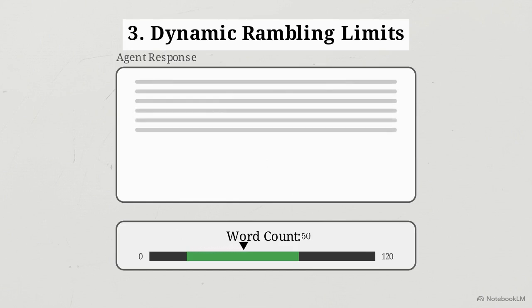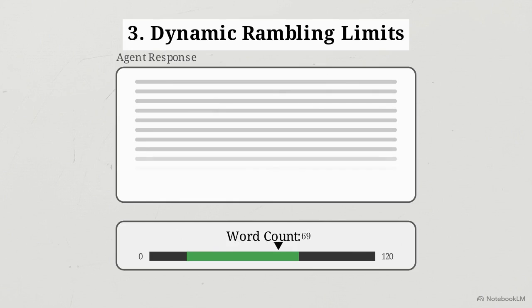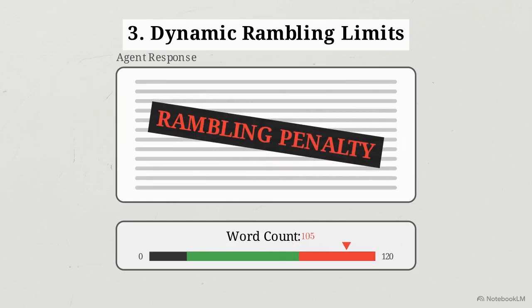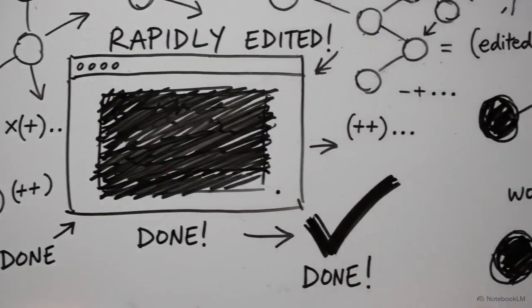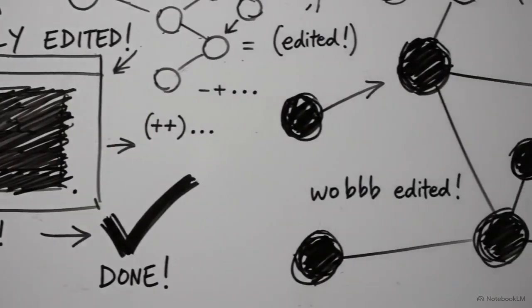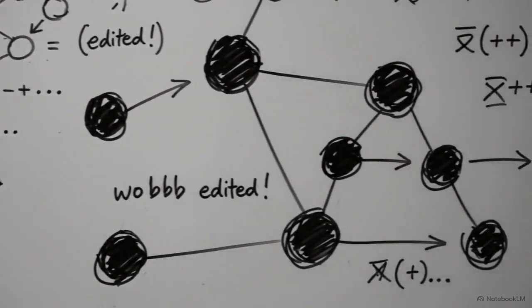Third, we apply dynamic rambling limits. Models often try to hide their lack of conviction by writing long, evasive non-answers. We enforce a strict 20 to 80 word window. Responses over 80 words trigger a heavy penalty. Combined, these rules form a mathematical cage. The model cannot cheat, echo, or evade. The only possible way to earn a positive reward is to deliver a concise, well-reasoned, and genuine disagreement.